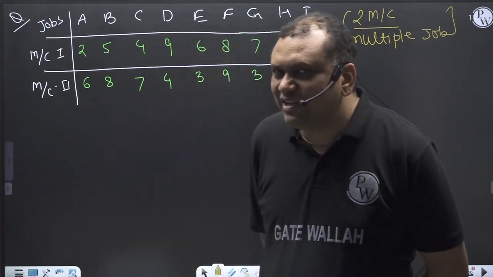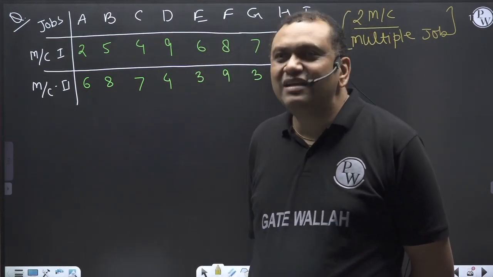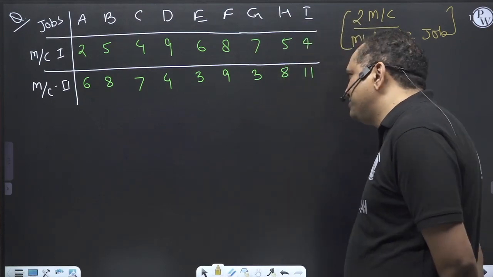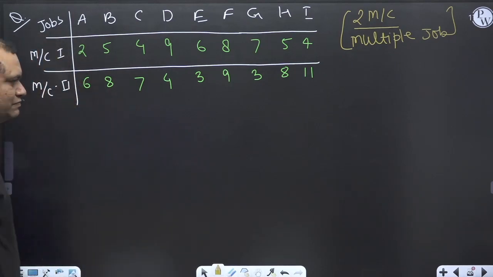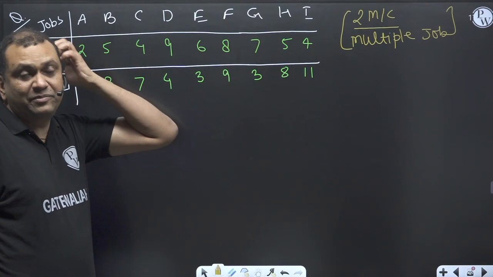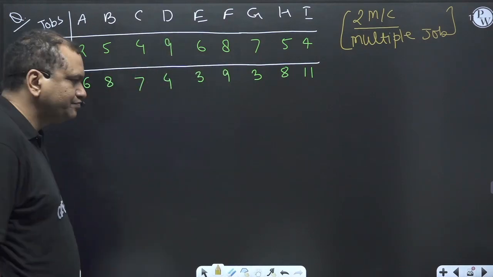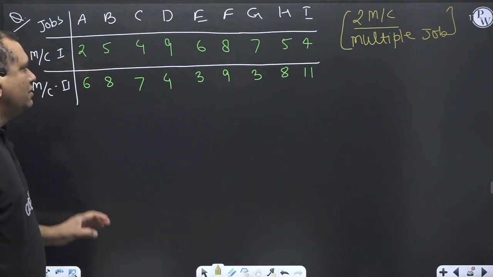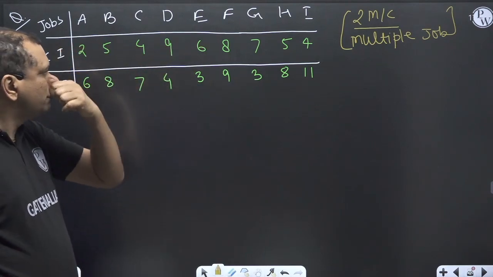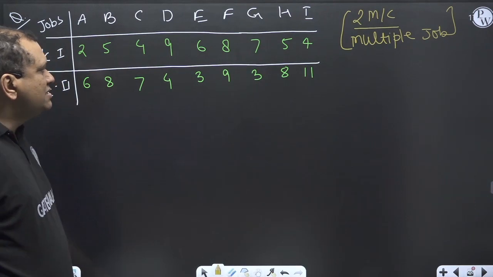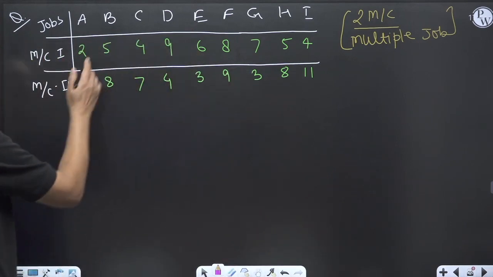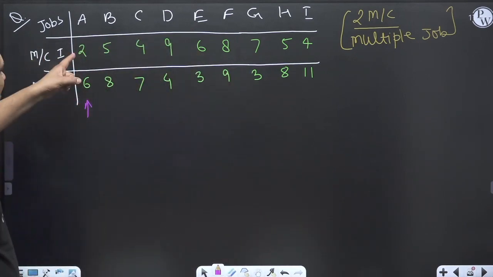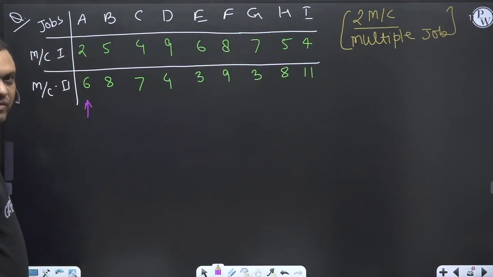Similar to assignment, there are some rules here also. First is, please listen to what I am saying. I am speaking slowly. In the matrix, select the minimum time. Here the minimum time is 2.